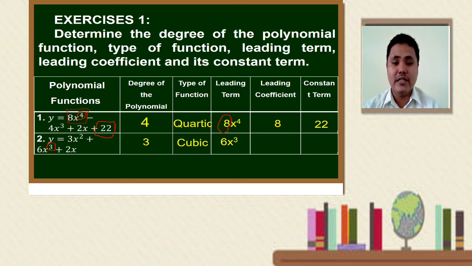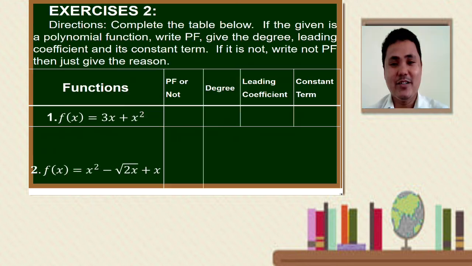And our leading coefficient, you have to base that on the coefficient of the leading term, which is 6. And the constant term, by looking at the function, did you observe any real numbers without a variable? All terms have a variable, so the constant is automatically 0. So that is all. Okay, so we have another exercise.